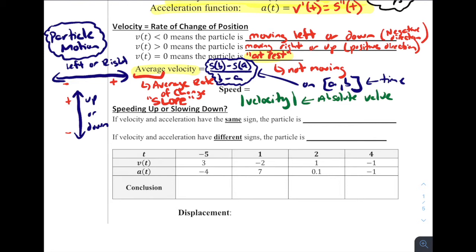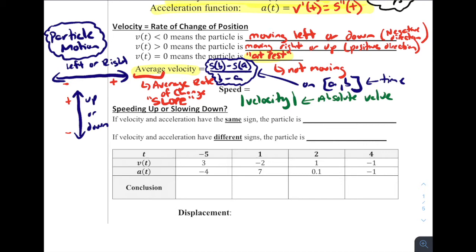And the way that we might generally think about this, for example, I might have a car that I'm driving down a street. If I'm driving 30 miles per hour down the street, my velocity is 30 miles per hour and my speed is 30 miles per hour.